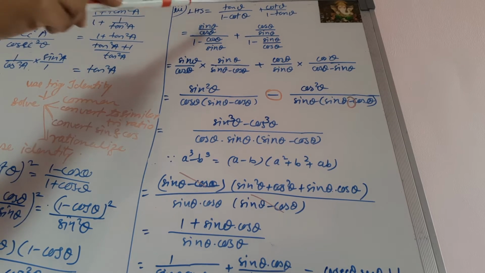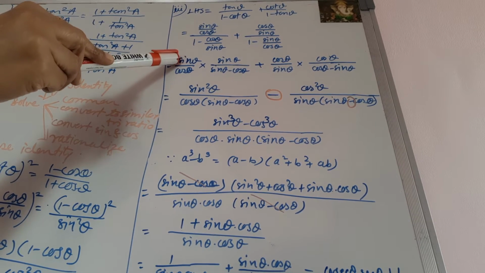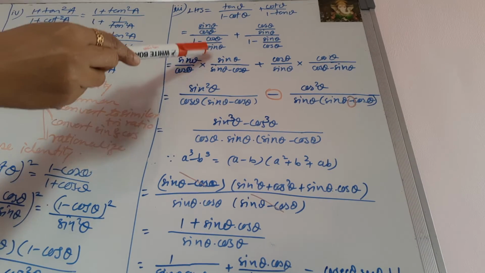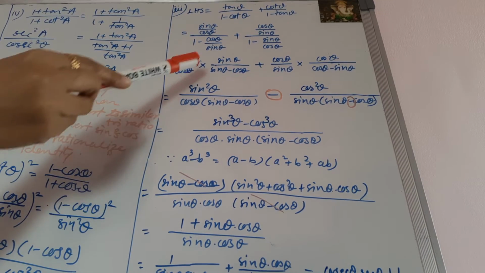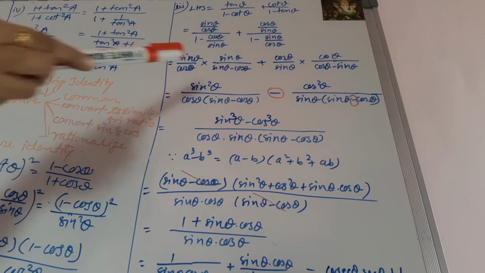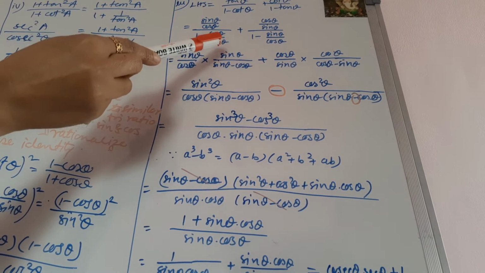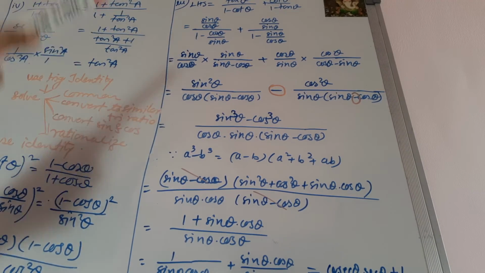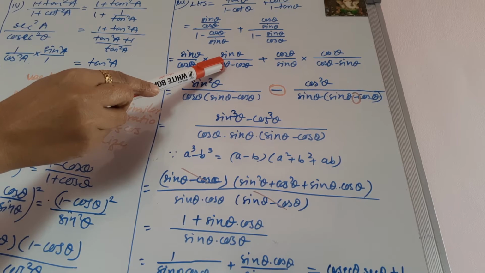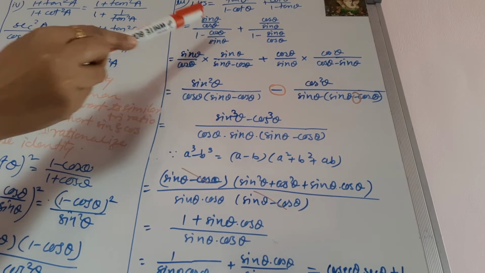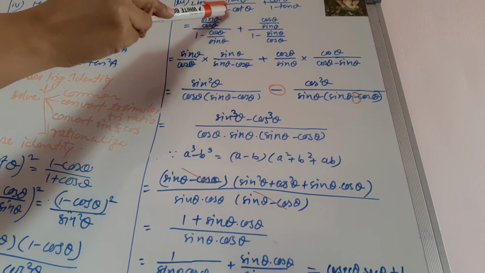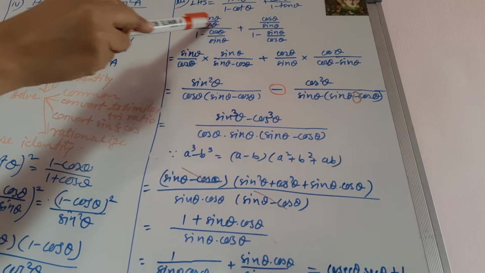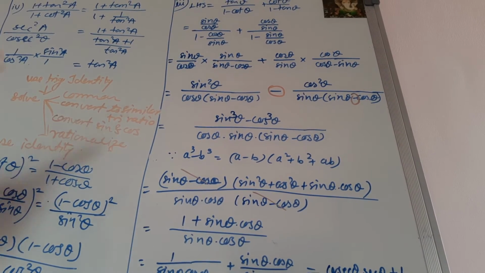Now here in the numerator of the numerator we have written sine theta divided by cos theta, and here we have multiplied by the reciprocal of the denominator. So in the denominator we will get sine theta minus cos theta, that will be the denominator's numerator. The denominator's denominator we will get as sine theta, so sine theta gets multiplied here. So we have multiplied here by the reciprocal of the denominator.